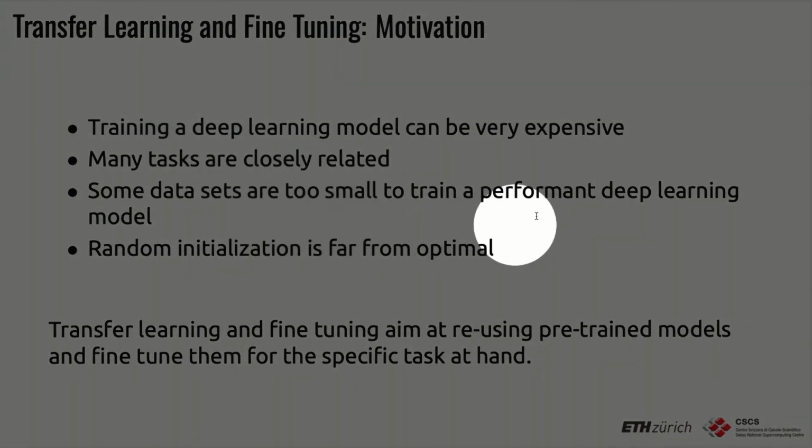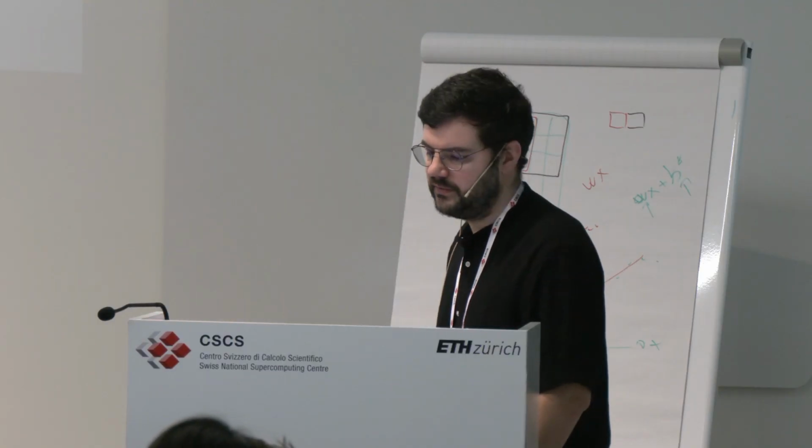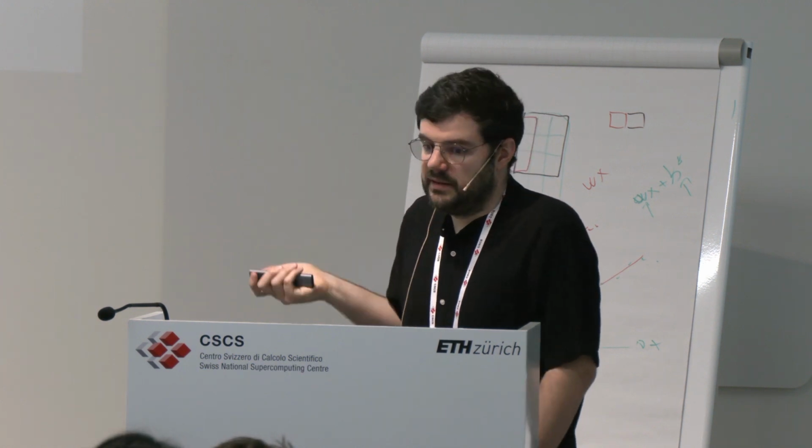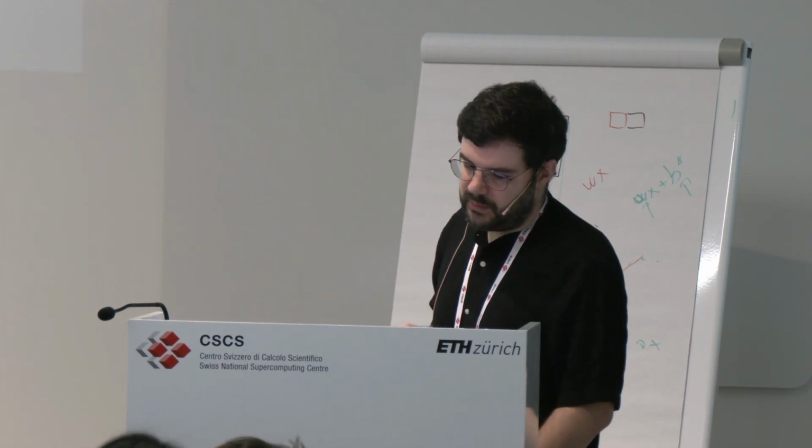Some data sets are too small to train a very deep neural network because of the overfitting, for example, that we discussed before, or you just cannot learn anything from a small amount of data.